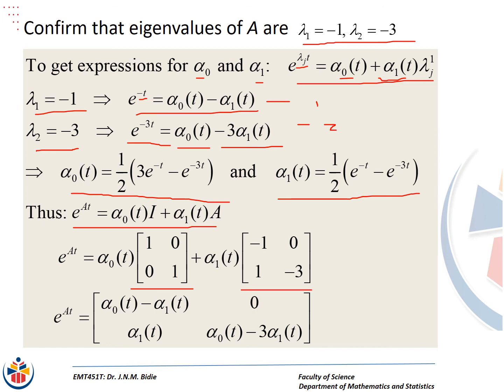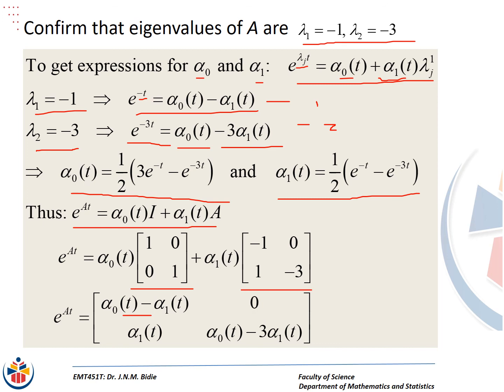Remember, you cannot add two matrices unless they have the same size. So what I did was to multiply alpha naught in. Remember, when you multiply a matrix by a scalar, each term must be multiplied by that scalar. So I've got alpha naught times 1 plus alpha 1 times negative 1. That's why I got the first term.